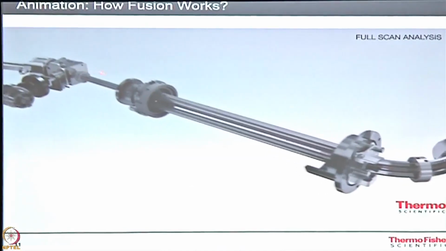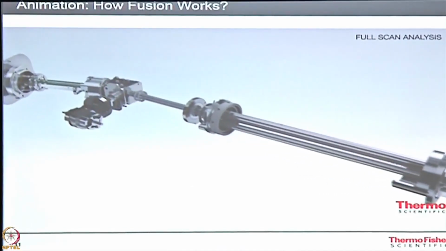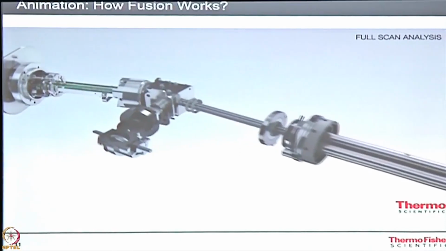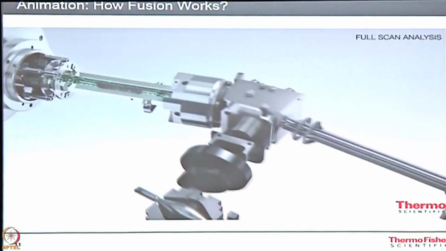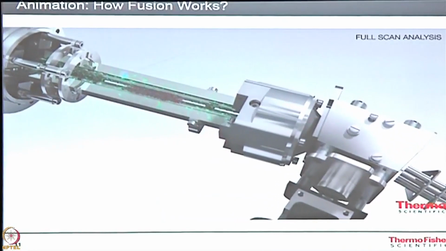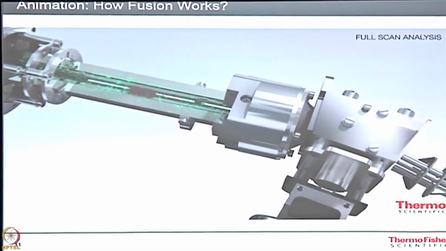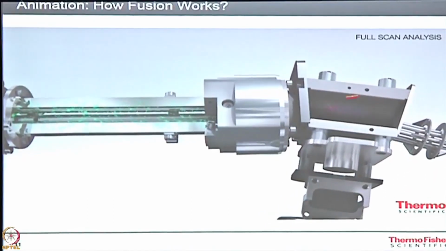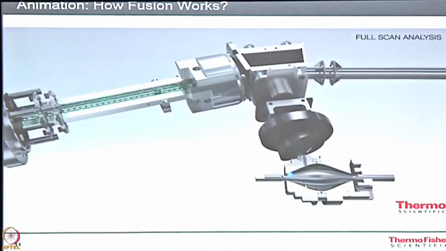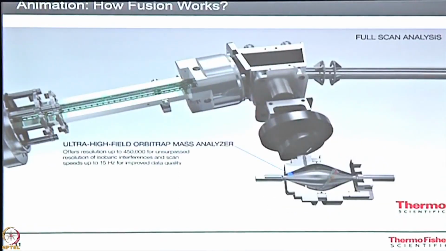Then it first comes to this ion routing multipole, where it is stored first. Here is the first stoppage where it will be decided whether it goes to the Orbitrap or the ion trap. Okay. So now it will come to the Orbitrap for MS1, and then it is detected in the Orbitrap. Okay. So now it's a full scan.